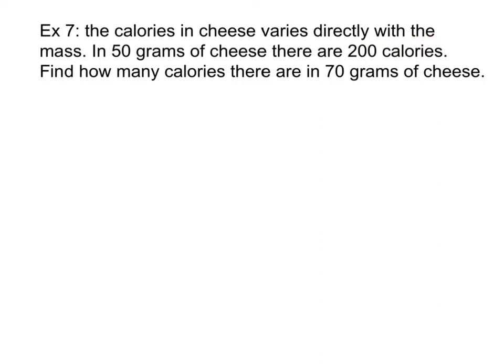This is the same as the sentence in the other two examples where it says, suppose y varies directly with x. So based on that statement, I know I should be using this formula, y equals some number k times x. But right now I have no idea what y and x stand for in this problem, so let's read the first sentence again. The calories in cheese varies directly with the mass. So I am going to use C for calories and M for mass.